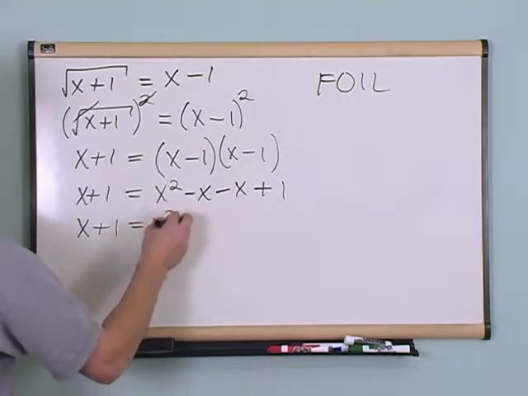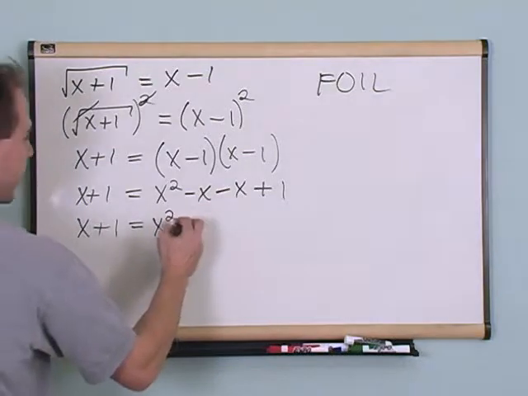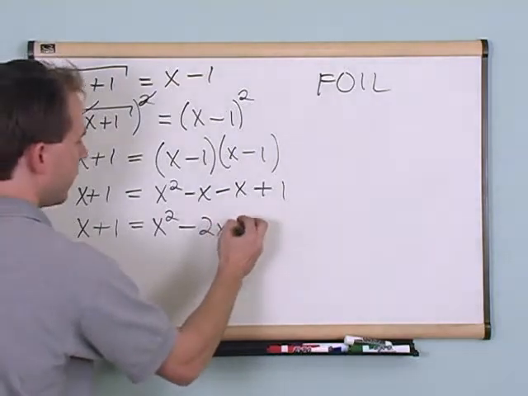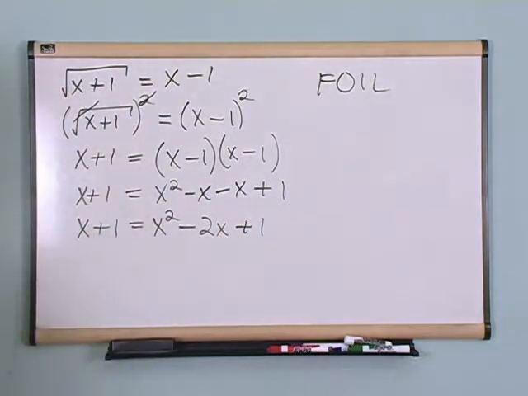So over here, I'm just going to have my x squared. These two terms combine to give me negative 2x. Negative x minus x gives me negative 2x plus 1. Okay?